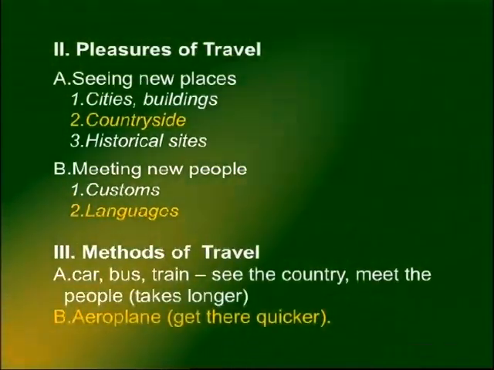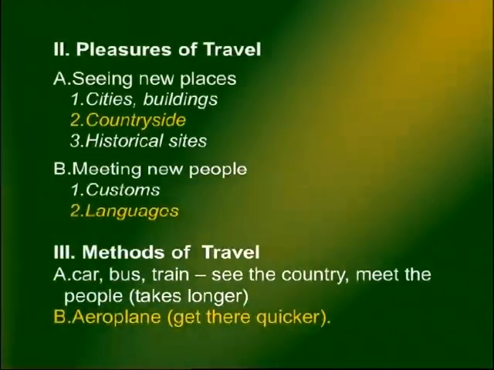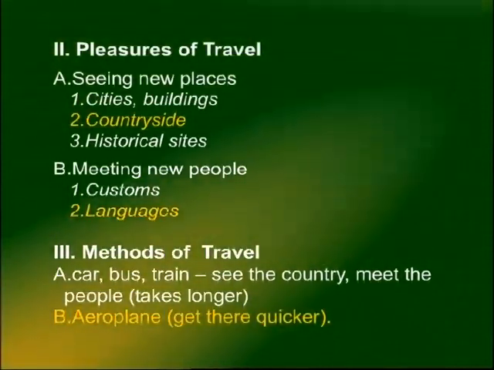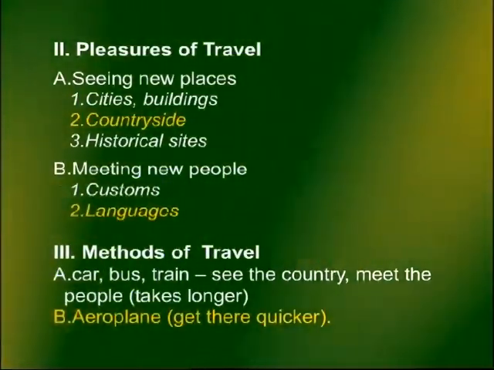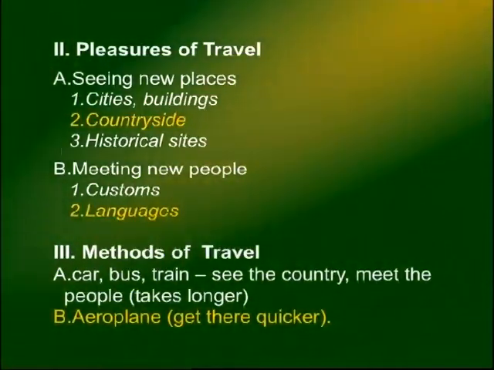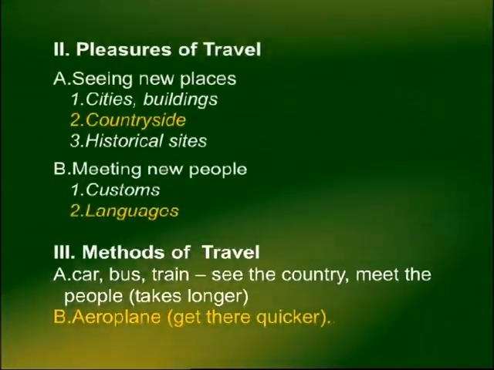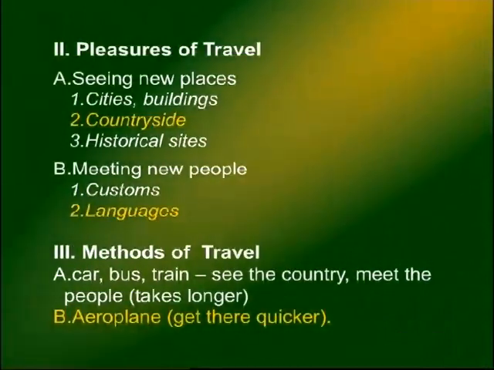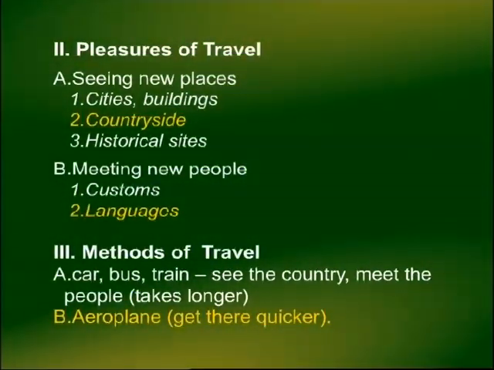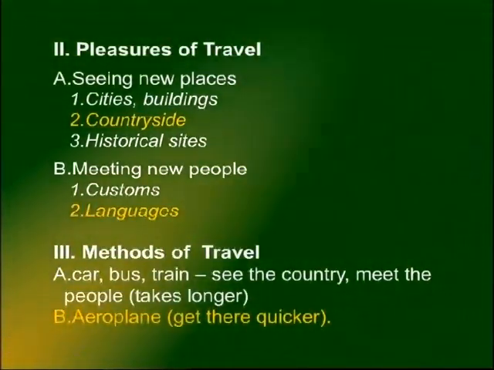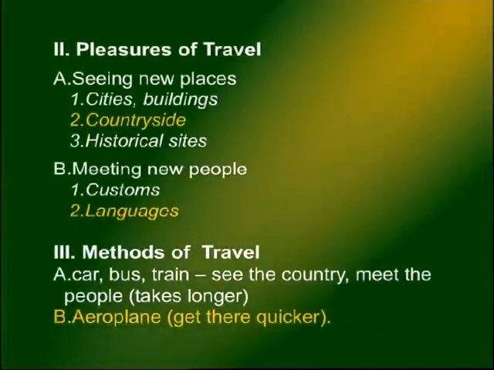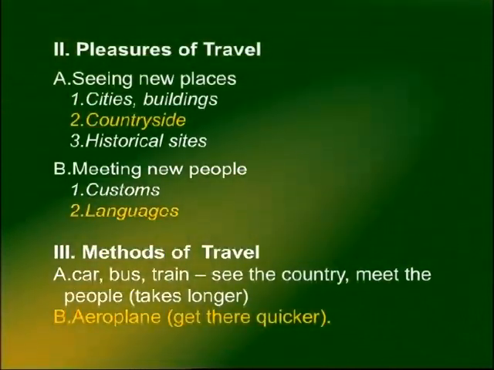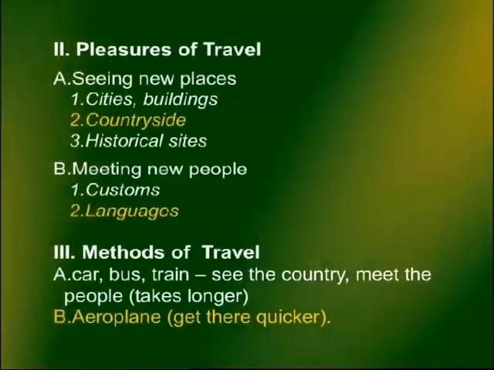Now, A, seeing new places, you can have further subdivisions. Cities, buildings, countryside, historical sites. So you make subdivisions, 1, 2, 3. Then the second part, meeting new people. And you can subdivide this under customs and under languages.